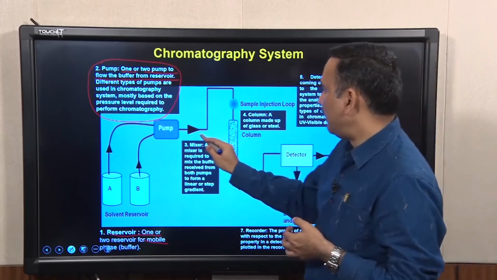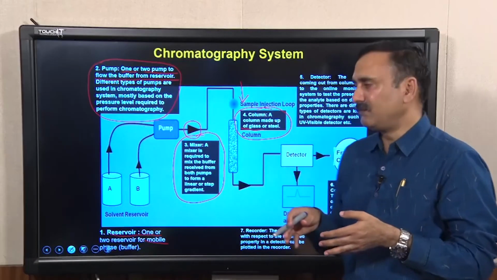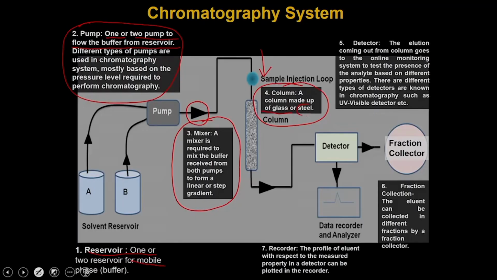Then next to the pump you have the mixer. The mixer is the place where you are going to mix the liquids coming from the individual reservoirs, so that you have a homogeneous mixed buffer, and that will go into the column, and the column is made of glass or steel depending on the pressure limit. In most low pressure or medium pressure chromatography systems, you can attach glass columns, but when you go to high pressure, you have to use a column which is made of steel.